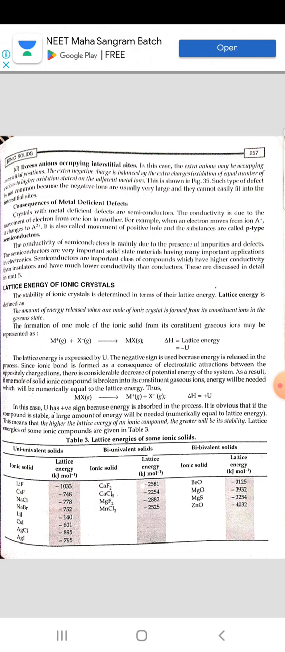The conductivity of a semiconductor is mainly due to the presence of impurities and defects. The semiconductors are very important solid state materials having many important applications in electronics. Semiconductors are an important class of compounds which have higher conductivity than insulators and much lower conductivity than conductors.